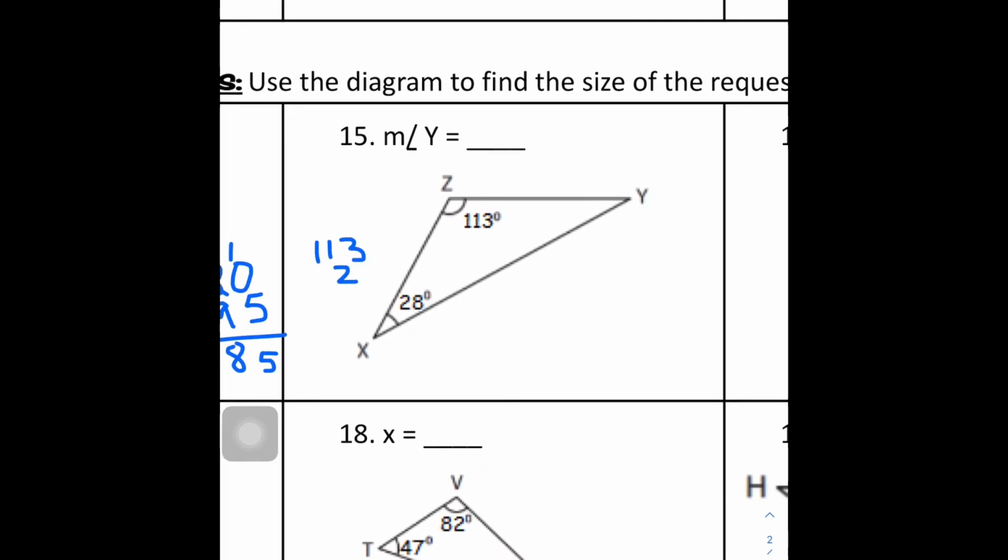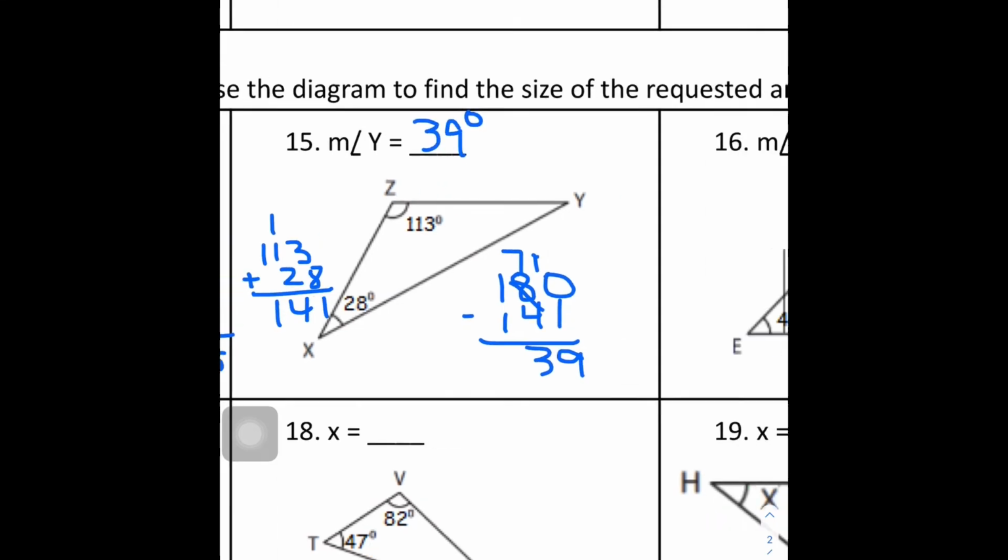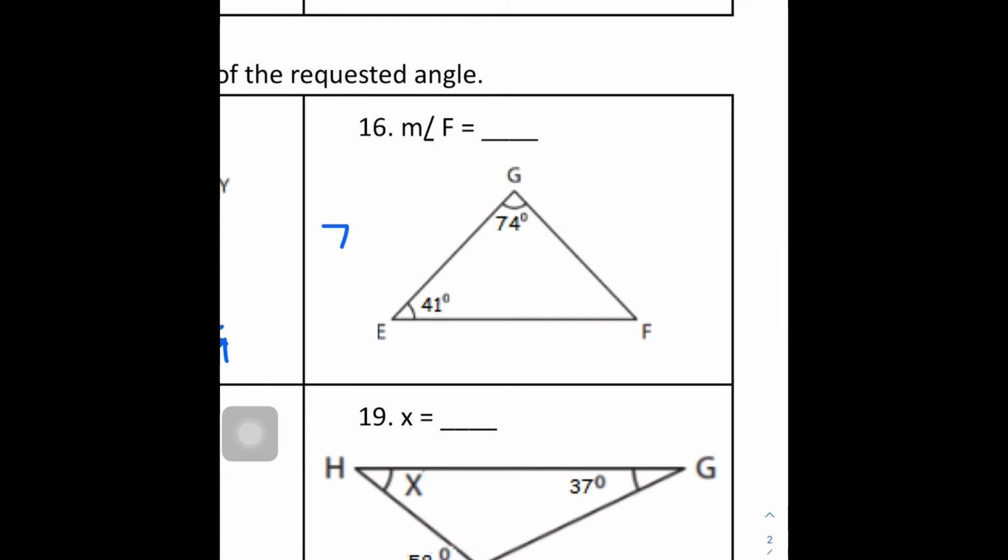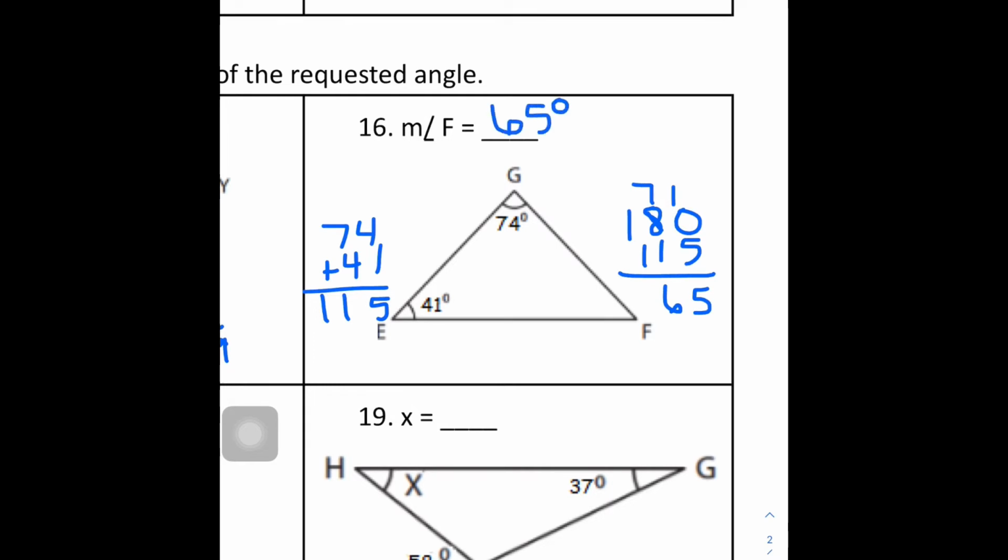Combining the two by adding, 8, 9, 10, 11, 14, and then subtracting from 180. Borrow, 9, 3, 39. Combining the two, 5, 7, 8, 9, 10, 11, and then subtracting from 180. 5, 6, 65 degrees.